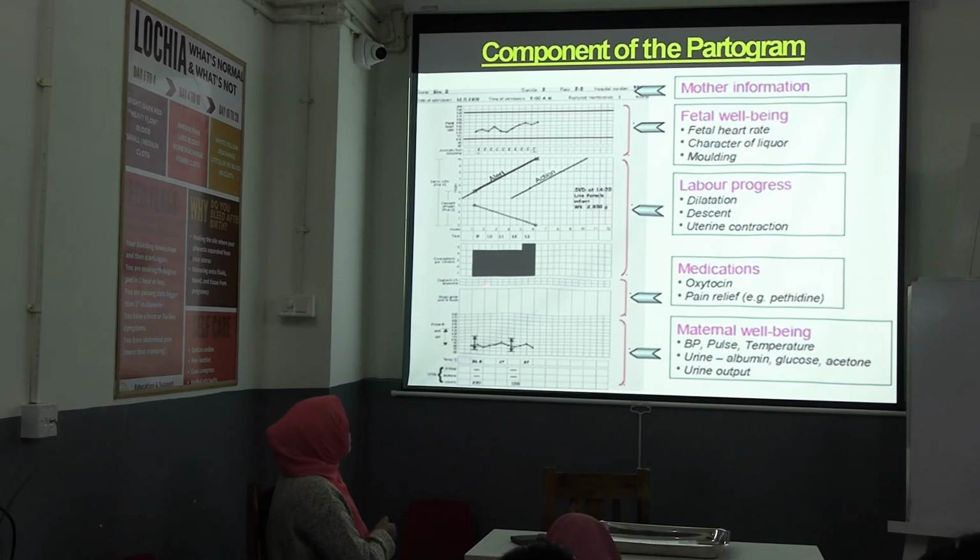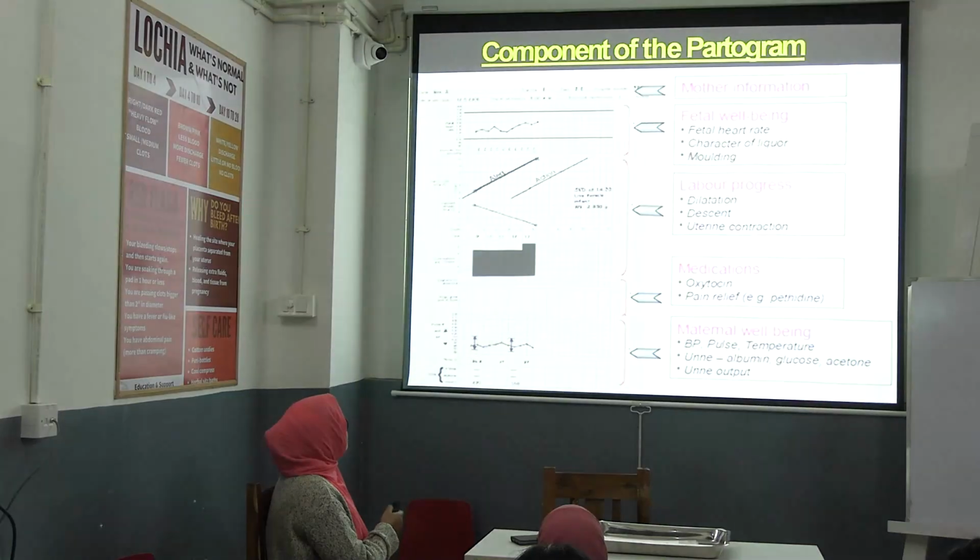Then there is oxytocin, units per liter, in drops per minute. And this is for the other drugs given, like if she has been given Mexelf, Labetalol or any IV fluid, then you will write it here. This is the maternal condition: BP, pulse rate, and urine. What is the condition of urine? What is the temperature of the patient? This is the maternal condition, maternal well-being. And in urine you need to see for albumin, glucose, acetone, and urine output. So this is the main.